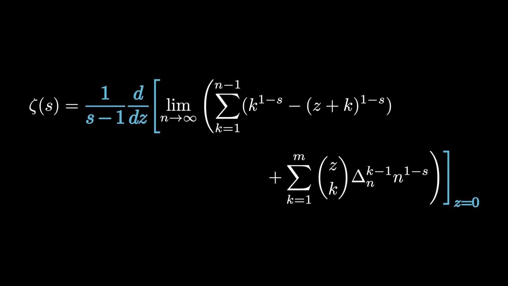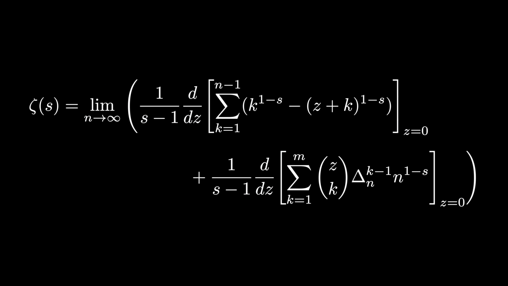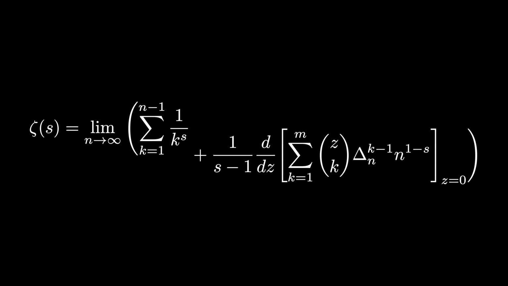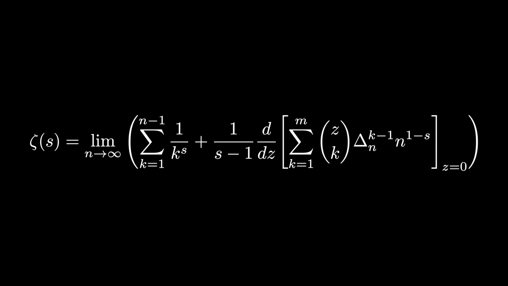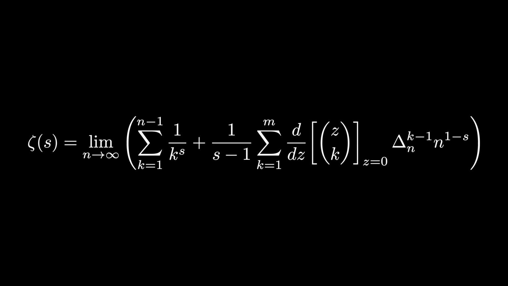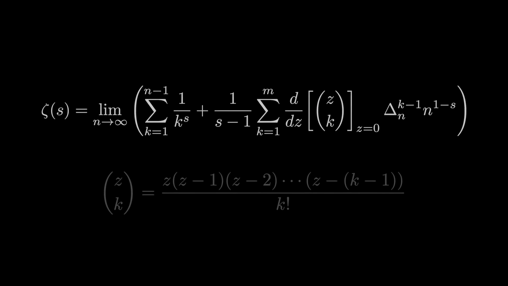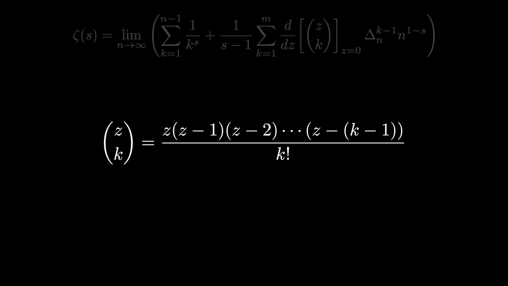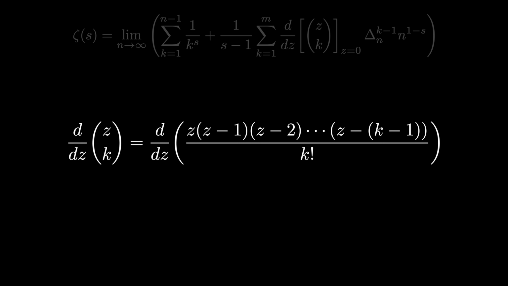I'll distribute the 1 over s minus 1 and the derivative to both lines here. We already did this first line twice, and we saw that it's just the sum of 1 over k to the s. For the other part, the binomial coefficient is the only thing that contains z, so that's the only thing we need to take the derivative of. But we don't differentiate binomial coefficients every day, so let's walk through it. Remember, z choose k is defined as this product, so we just need to take the derivative of this.